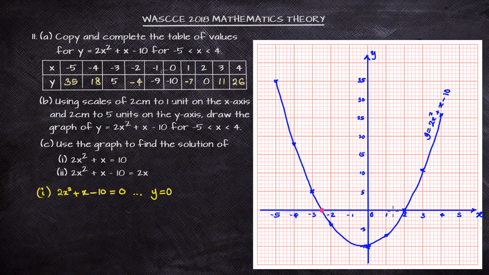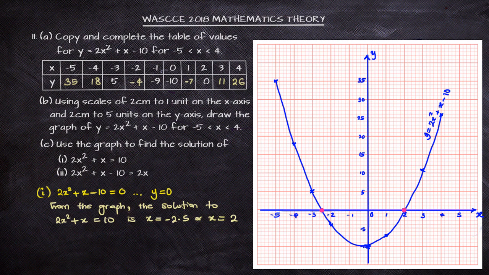This is the first point and this is the second point. These 2 points are the solution to the equation 2x squared plus x minus 10. And from the graph, if you are very observant, this solution amounts to x equals minus 2.5, and then on the right hand side it is 2. So that is the solution to 2x squared plus x equals 10.